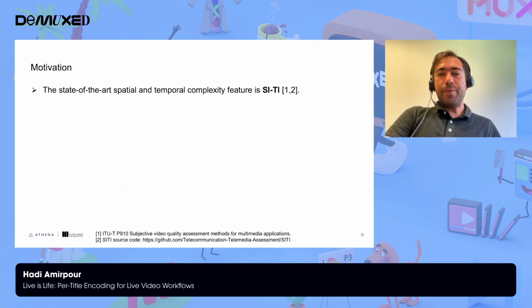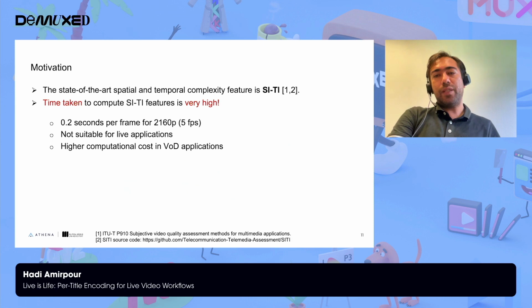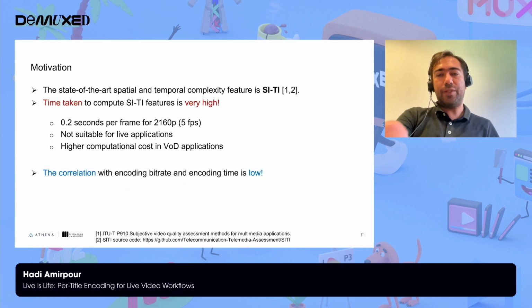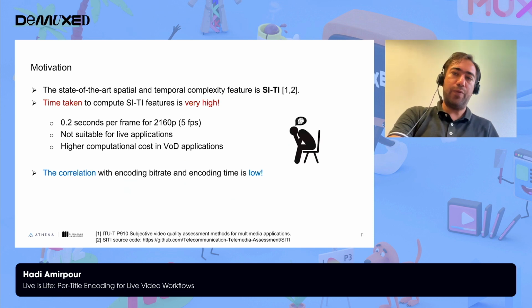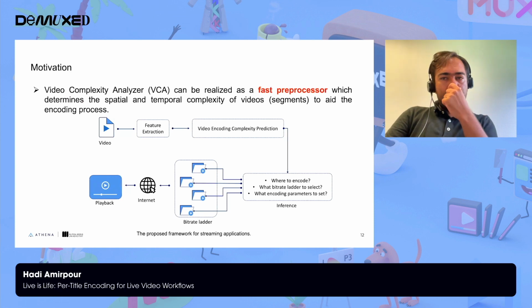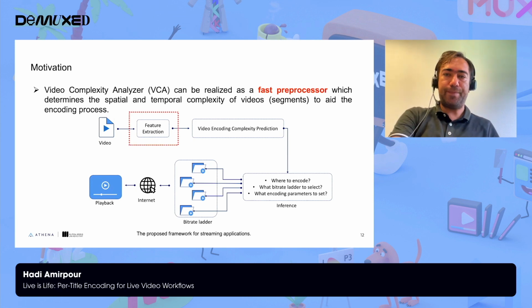The state-of-the-art spatial and temporal complexity feature is SITI, but the time taken to compute SITI features is very high, and the correlation with encoding bitrate and encoding time is very low. So what is the solution? To solve these problems, we introduce Video Complexity Analyzer, or VCA, that can be realized as a fast preprocessor, which determines the spatial and temporal complexity of videos or video segments to aid the encoding process.